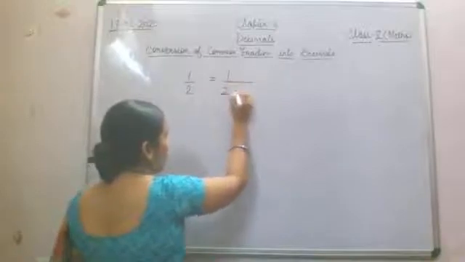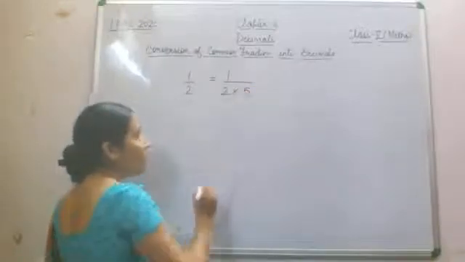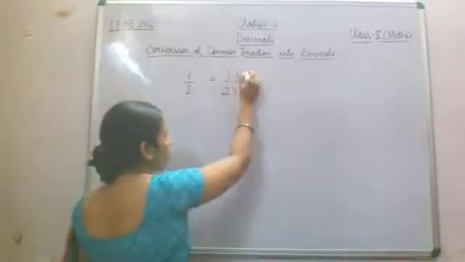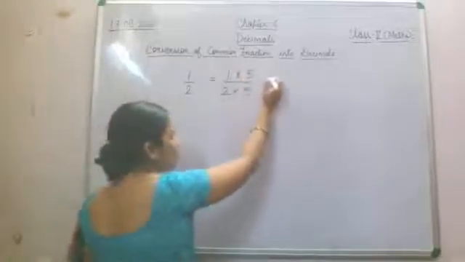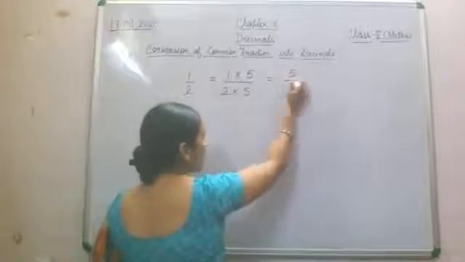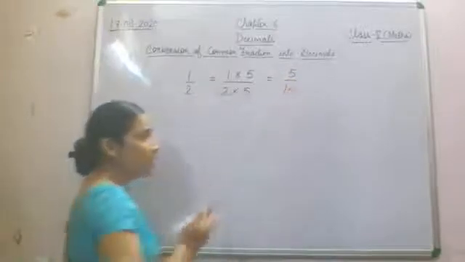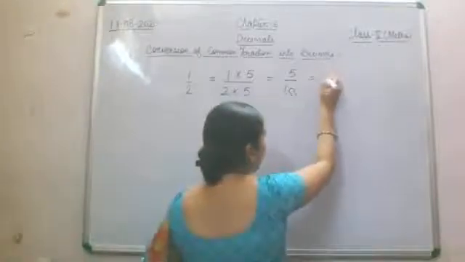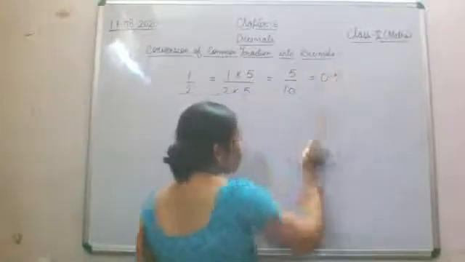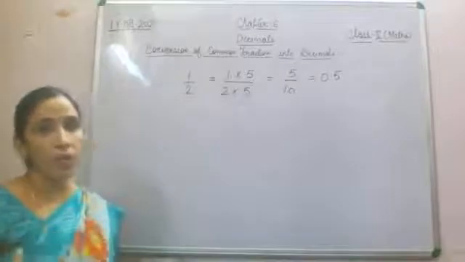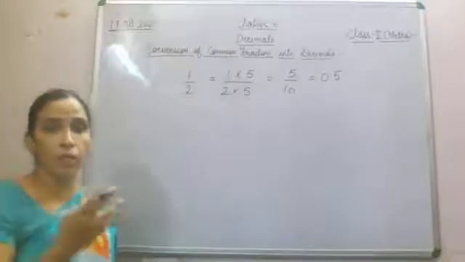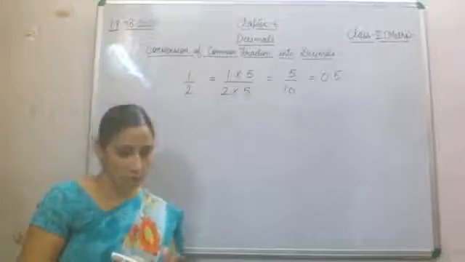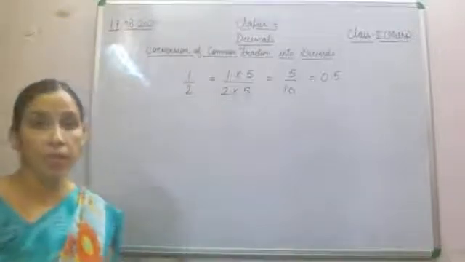If you multiply 2 by 5, what do you get? 10. So in the numerator also we multiply by 5. So what do we get? 5 by 10. Now this 5 by 10 you can write in decimal form, that is 0.5. So that is how we convert a fraction into decimal form.